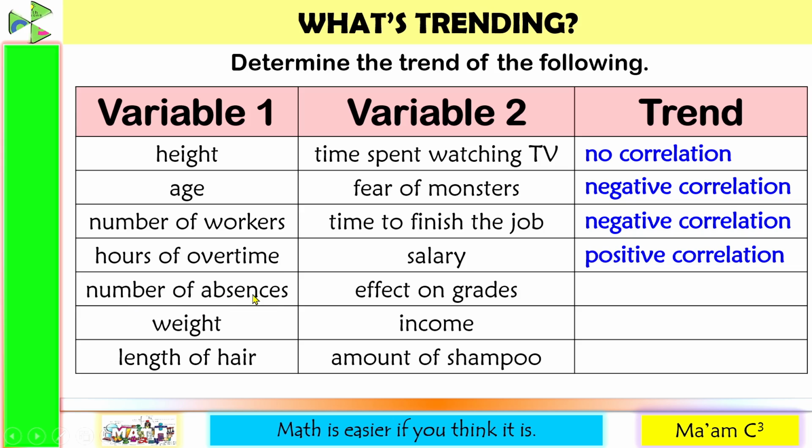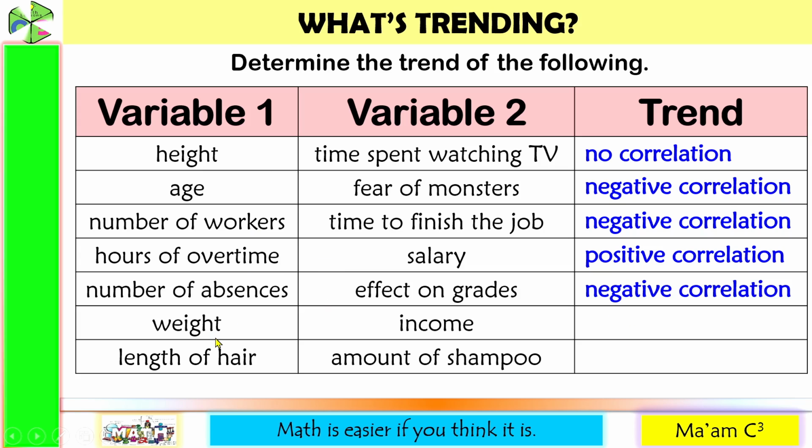Next one, number of absences and effect on grades. The more absences you have in school, the more lessons that you have missed. So the effect on your grades will be detrimental. It will go lower. So number of absences increases, effect on grades decreases. Another example of negative correlation.